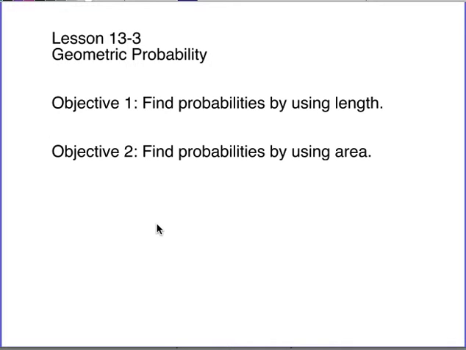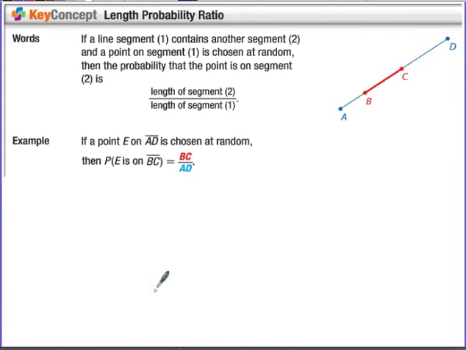Our final lesson is on Chapter 13, Lesson 3. It's on geometric probability. We're going to find probabilities of certain things happening by using length, so linear measurements, and then we're also going to find probabilities of certain things occurring by using the area of given objects. The lesson is not terribly long.